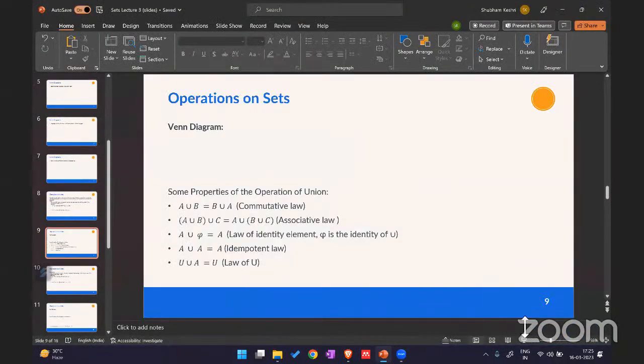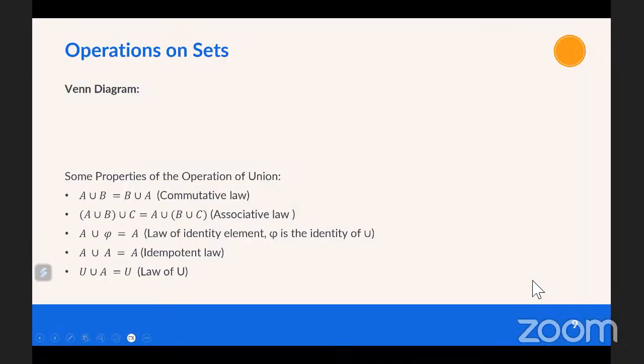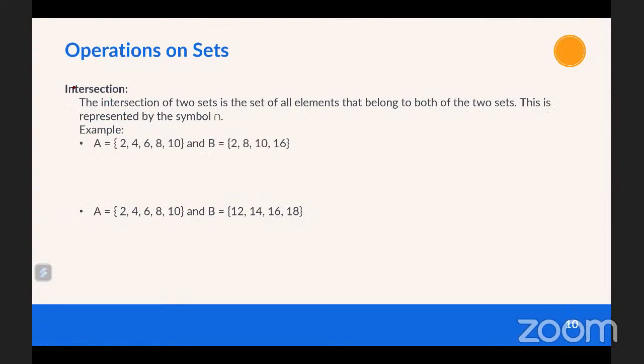Now if you perform the union of the universal set U and the set A, you will get the universal set because this universal set contains the elements of A. So this law is known as the law of universal set U.